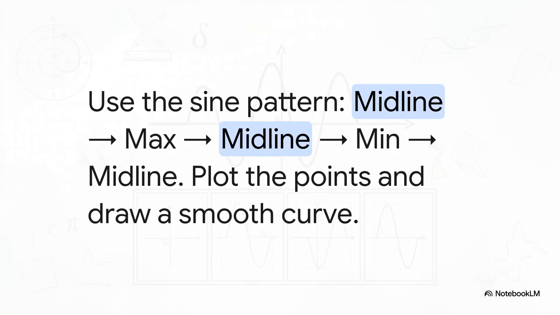And now for the finale, step 4. We know the x values, but what about the y values? Well, since we're graphing a sine function, it follows a simple, repeatable pattern. Midline, then maximum, back to midline, down to minimum, and finally back to the midline. So we just plot our 5 points following that pattern, draw a smooth curve connecting them, and boom, you've graphed it.